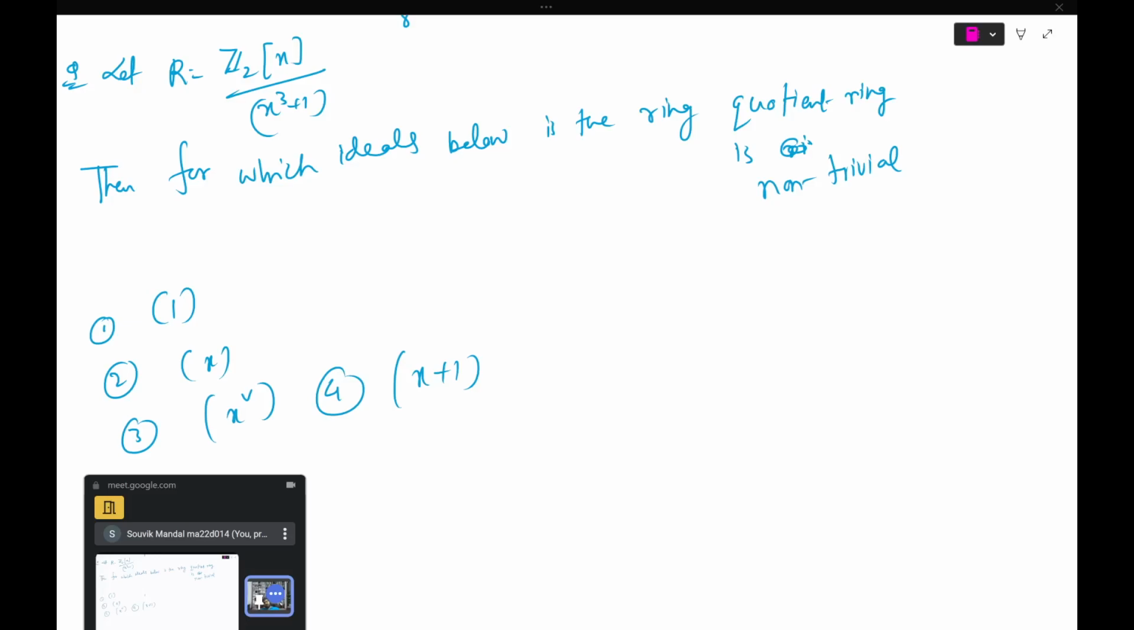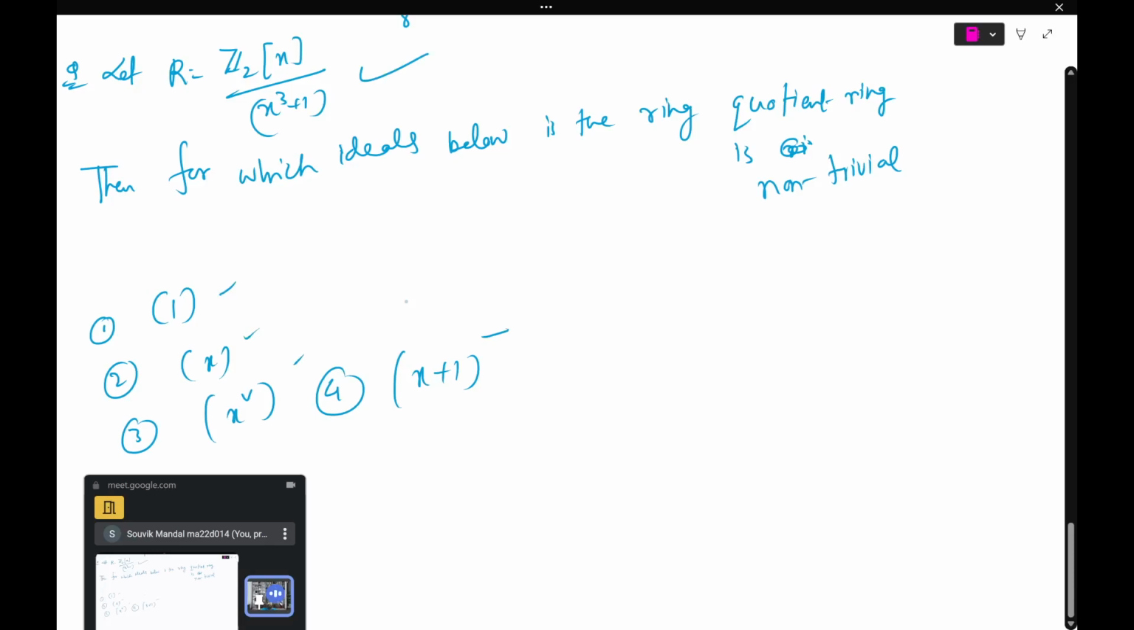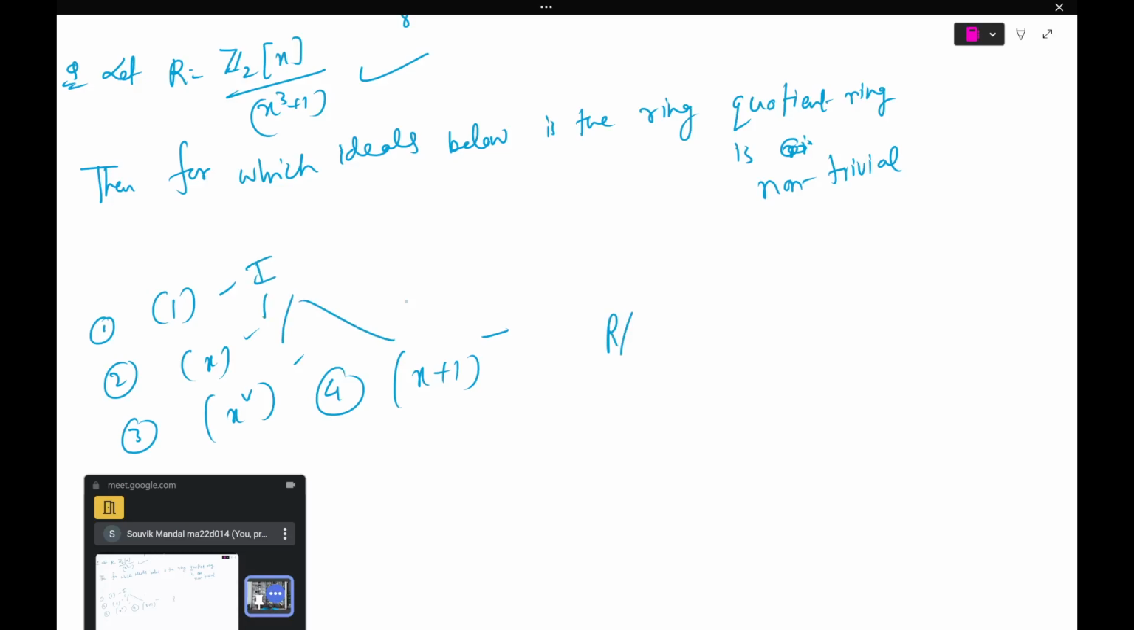So first of all, you need to realize one thing. The question is, the ring R is given. Now there are some ideals given. Call these ideals I. The question is, for which I is R by I non-trivial? This is the question. Do you understand now? Yes, so this is the question.